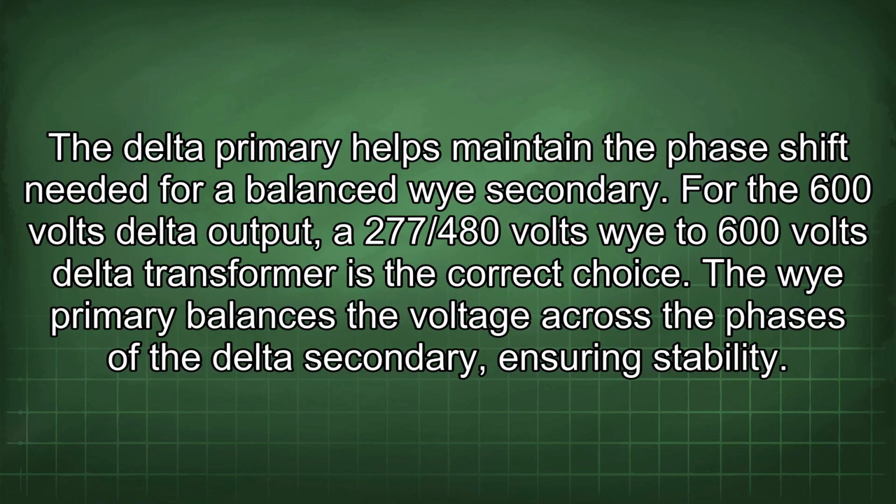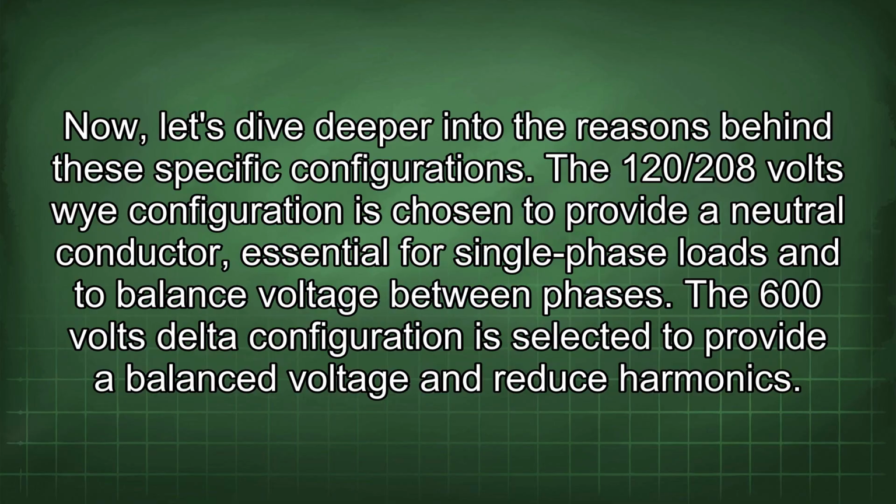For the 600 volts delta output, a 277/480 volts Y to 600 volts delta transformer is the correct choice. The Y primary balances the voltage across the phases of the delta secondary, ensuring stability. Now let's dive deeper into the reasons behind these specific configurations.